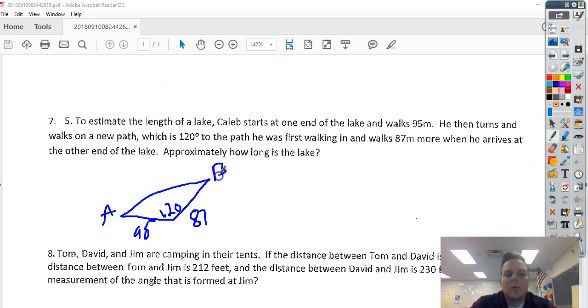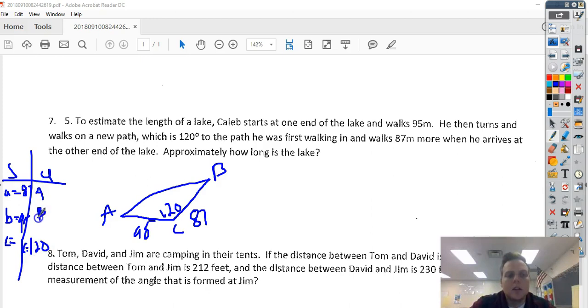A, B, C. All right. We do not know if this is a right triangle, so we're going to set up our T-chart, sides and angles. Little a, little b, little c. We know that little a is 87. We know that little b is 95. We know nothing about little c. But we do know angle C is 120. Big C, big A, big B. At this point, you might be thinking, I do not have a pair of opposites, so it is most definitely law of cosines. So we want to find little c.